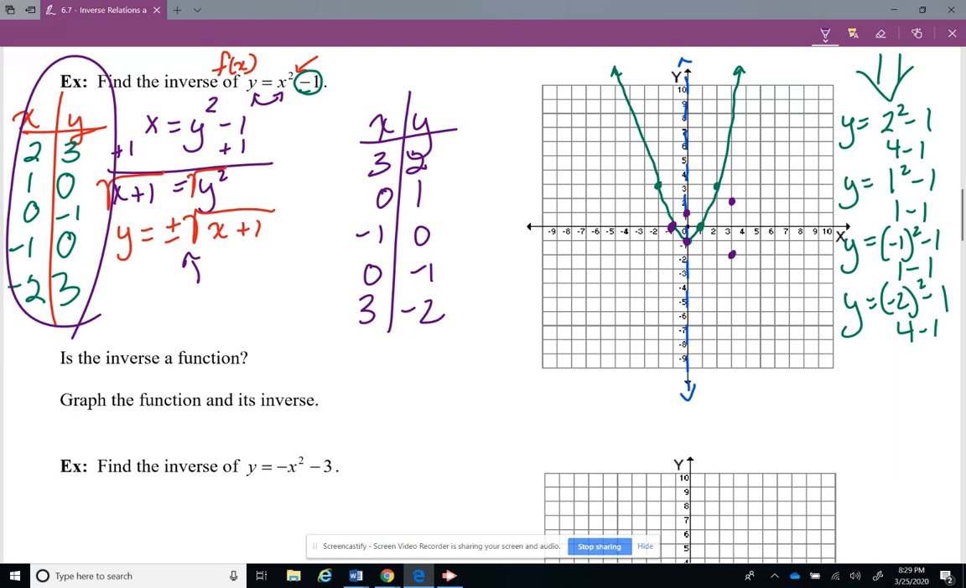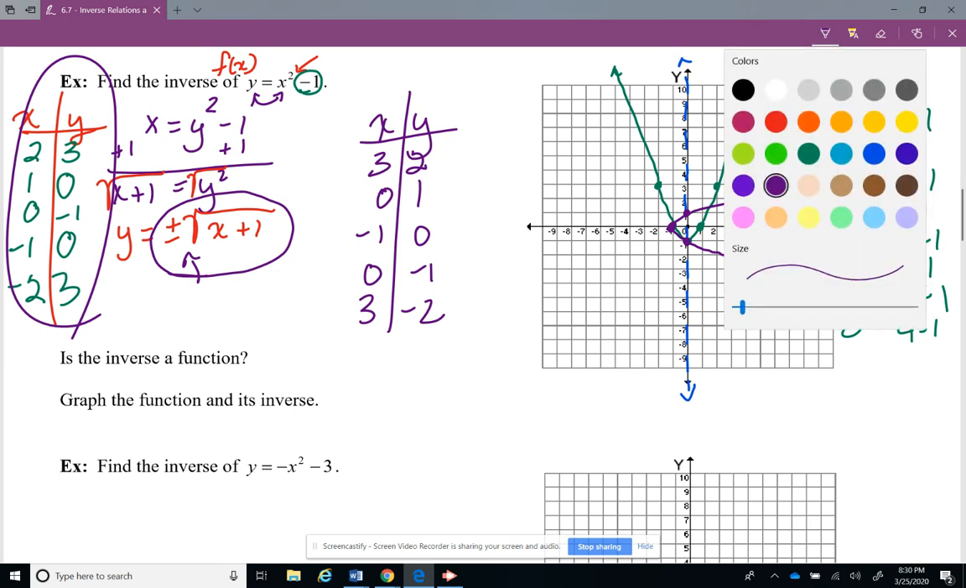Now, this hasn't happened before. We haven't done a sideways parabola. This is the first. Interesting, right? So think about it. If it has a square root, and if plus or minus is in the front, that's what your problem is going to look like. It's going to look like a sideways parabola. Now, I'm going to change my color real quick.